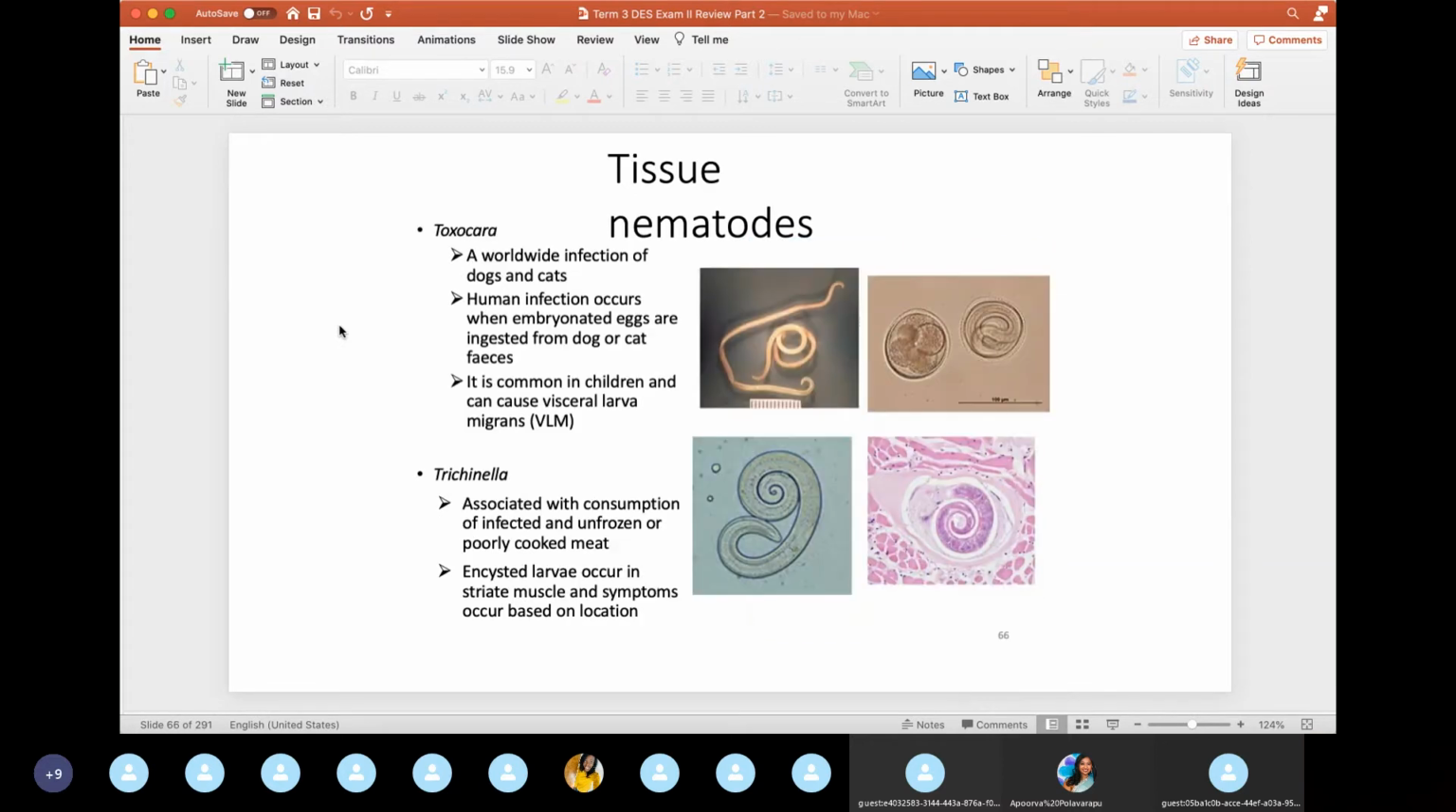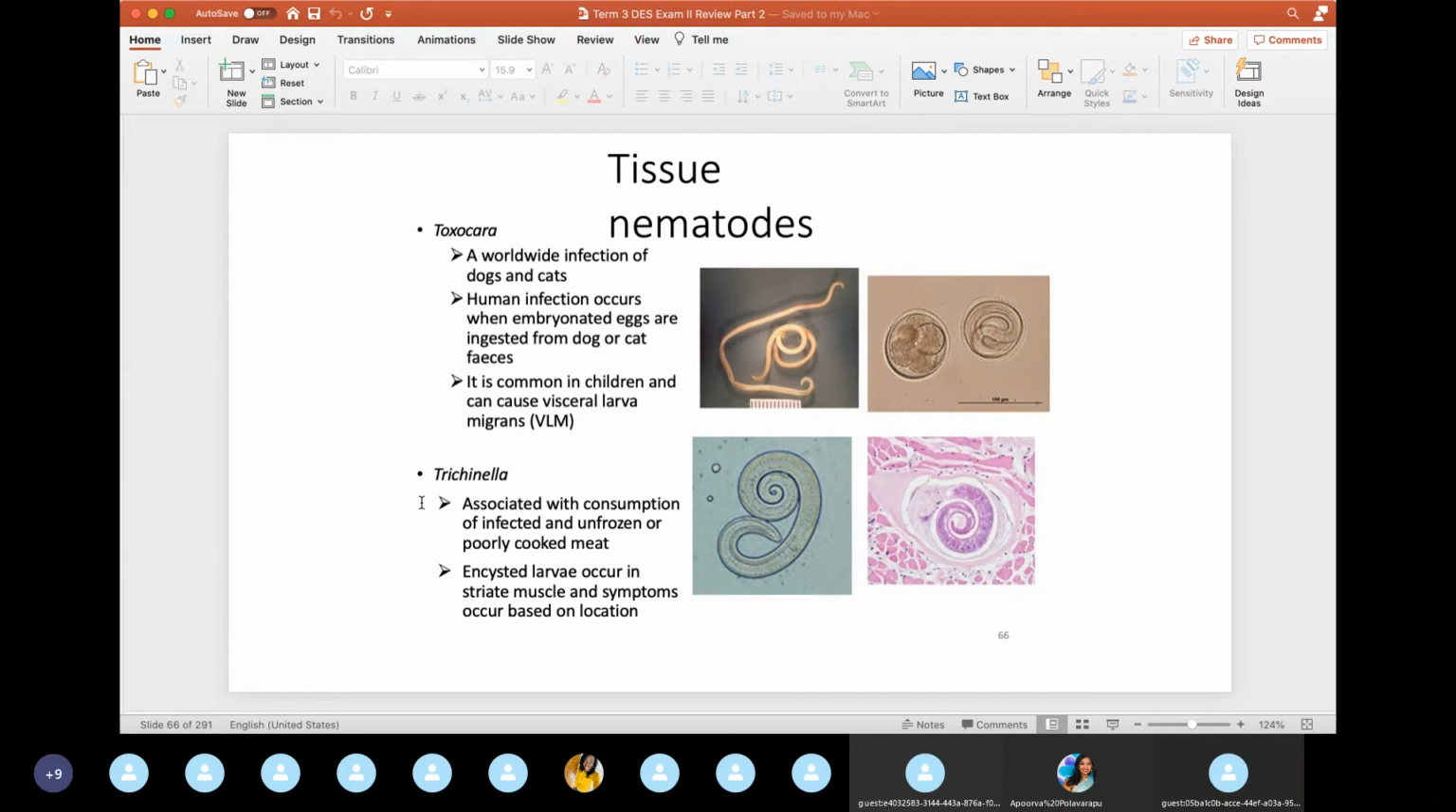Tissue nematodes. Look at the image again. Look at the eggs. Toxocara. You have Toxocara canis. This is a worldwide infection of dogs and cats, right? So you ingest an embryonated egg from dog or cat feces. It can cause what? Highlight this one. Visceral larva migrans for the Toxocara.